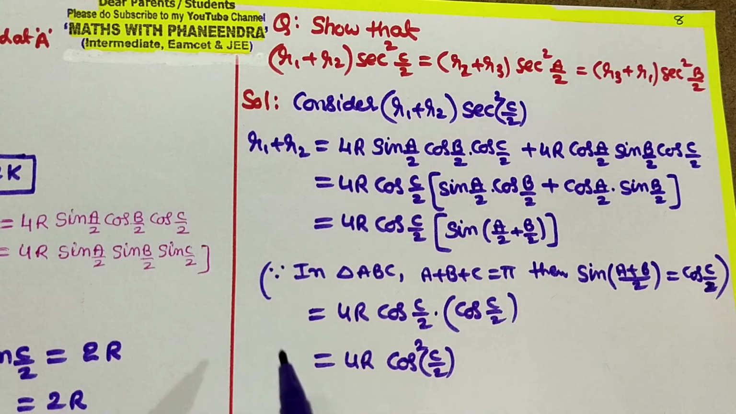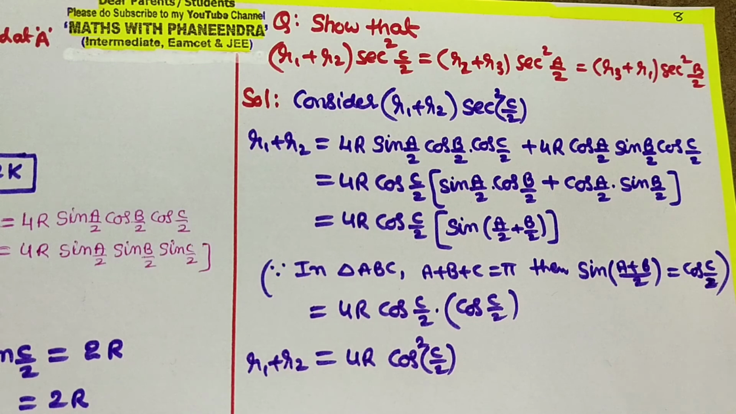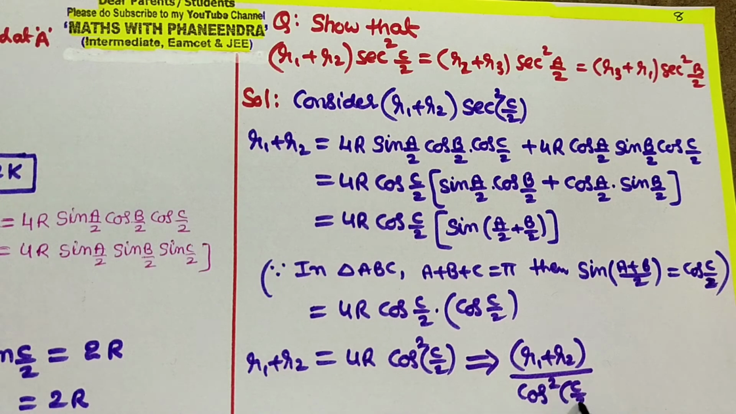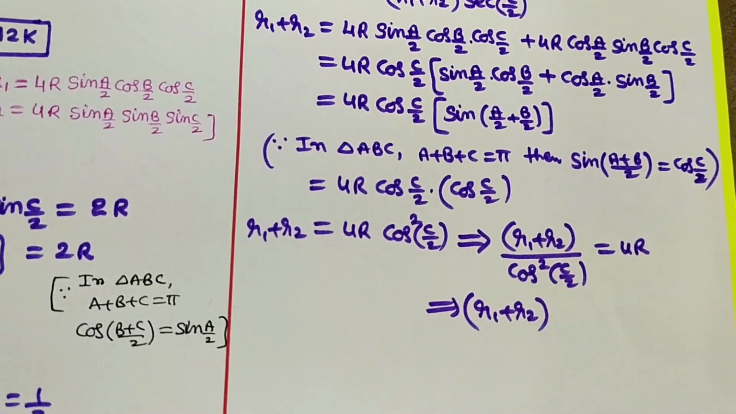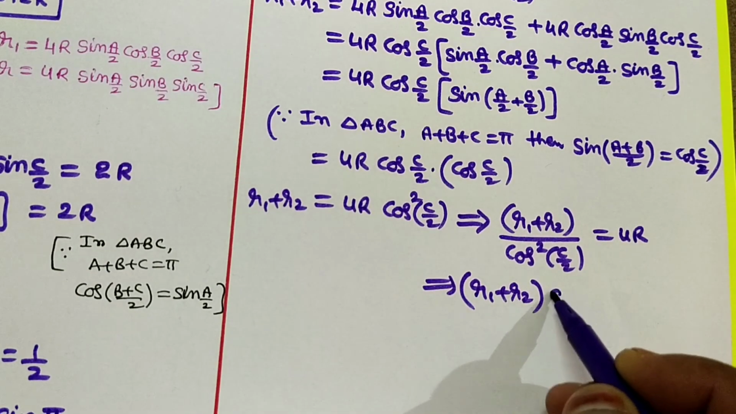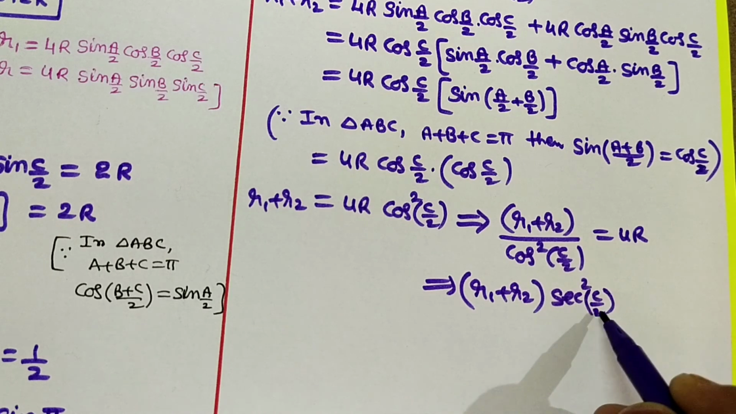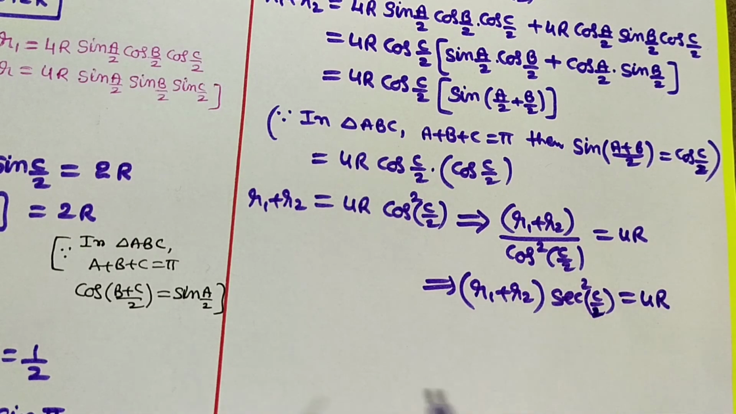So r1 plus r2 is equal to 4R into cos square C by 2. Now cos square C by 2 we are taking this side. That implies (r1 plus r2) divided by cos square C by 2 is equal to 4R. 1 by cos square C by 2 is secant square C by 2. Therefore (r1 plus r2) into secant square C by 2 equals 4R.